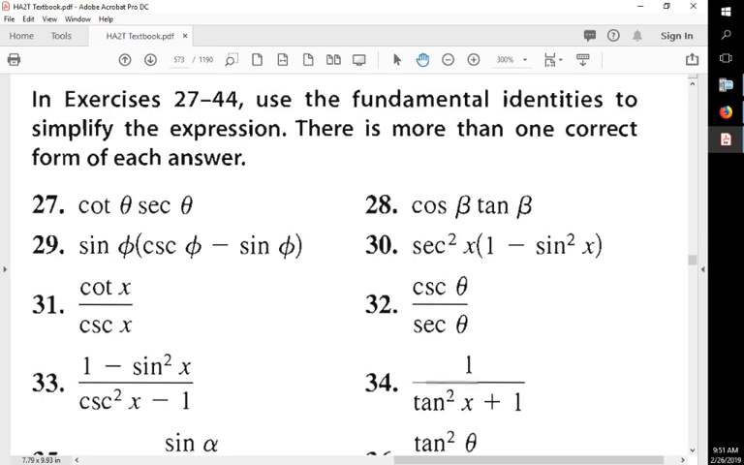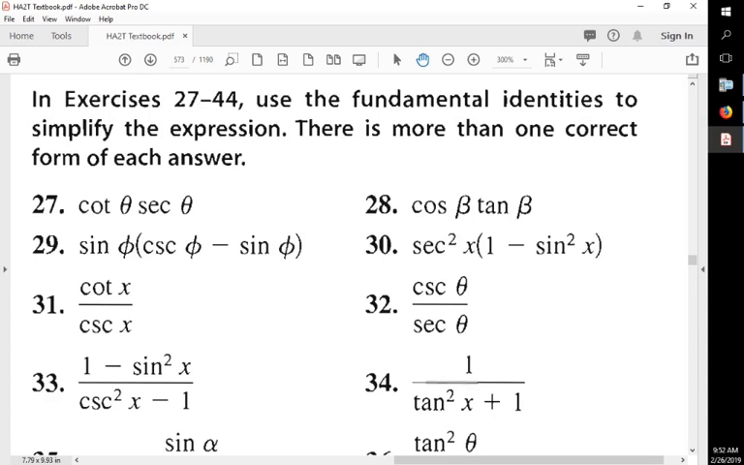Your goal is to simplify it down to be as simple as possible. Most of the time, you're probably going to be able to get it down to one trig function. Just look at the answers of the previous two sections. You see all the answers are mostly like 1 or sine x. That's what you're trying to get. You're trying to simplify it down to that.